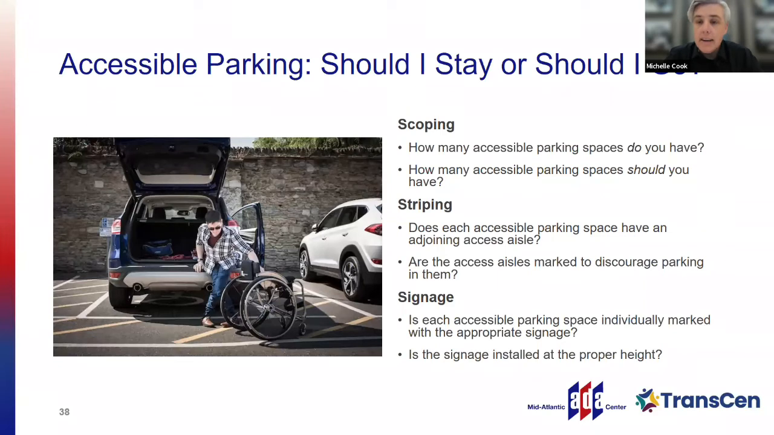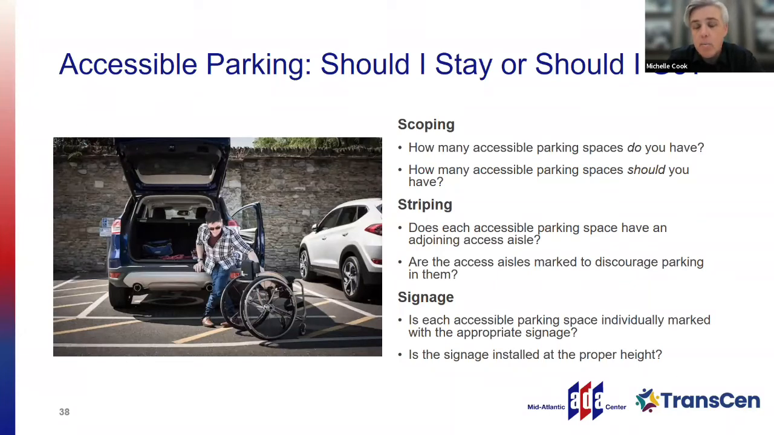And is the access aisle marked to discourage parking in it? There's various ways to accomplish that and various dimensions. The image here on the slide shows a parking space outline and access aisle outlined in white paint, and there's yellow paint hash marks denoting the area where you're not supposed to park. There's many ways to go about doing that. And again, another reason to pick up the phone and call that 800 number. But easy to do with a can of paint and have a high impact.